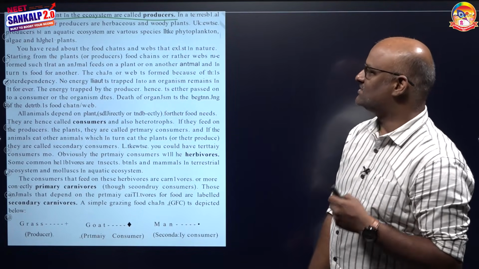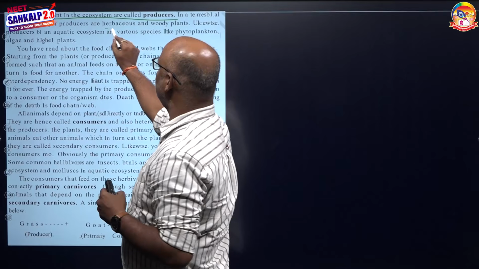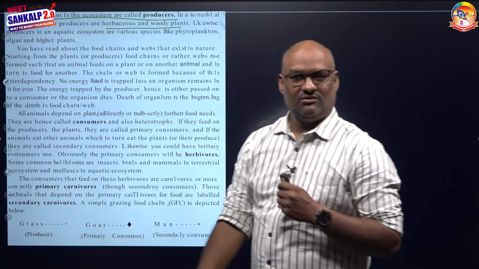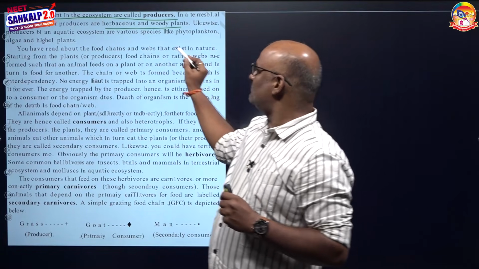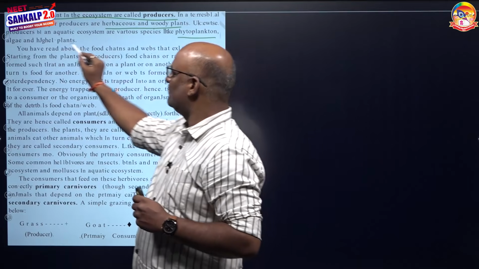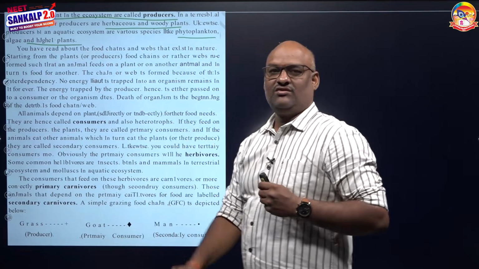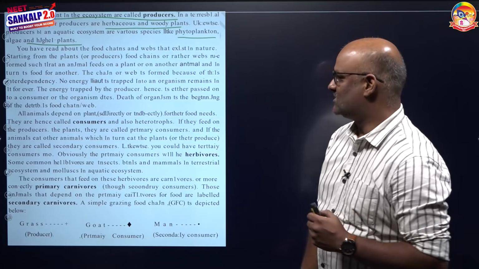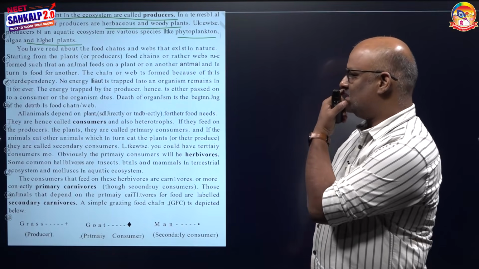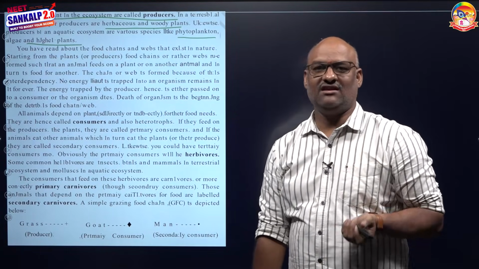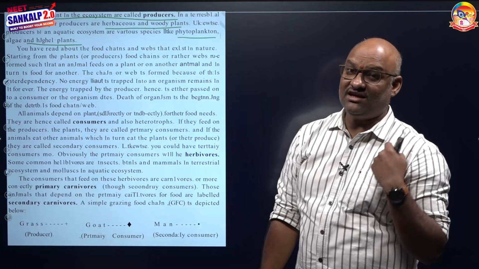Now these producers in terrestrial ecosystems, what are the major producers? Herbaceous and woody plants. Whereas in aquatic ecosystems, what are the major producers? Phytoplanktons, algae and higher plants are the major producers in the aquatic ecosystem. Now in the food chain, the producers are fed on by the consumers.